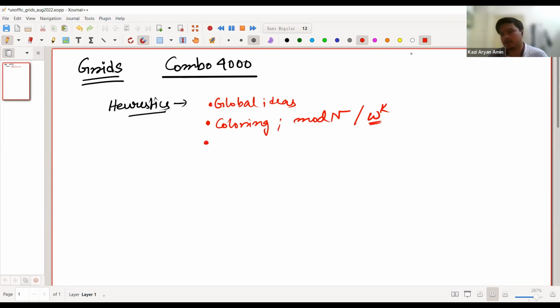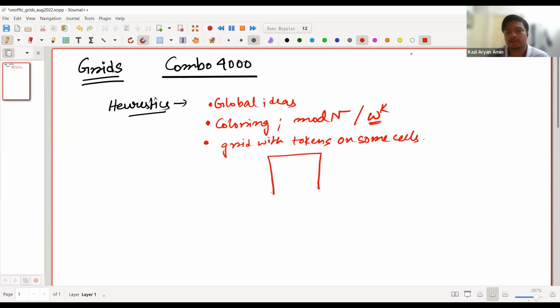Another idea, which is slightly more advanced, is this: suppose you have a grid with tokens on some of its cells. Then we can build a graph like this. Suppose you have a 3x3 grid and some cells are marked. You can build a bipartite graph, where one partition is the rows. Suppose these are C1, C2, and C3, and these are R1, R2, and R3.